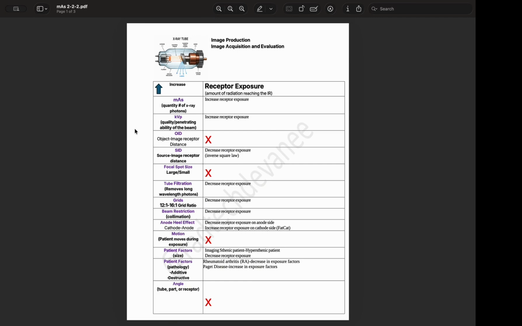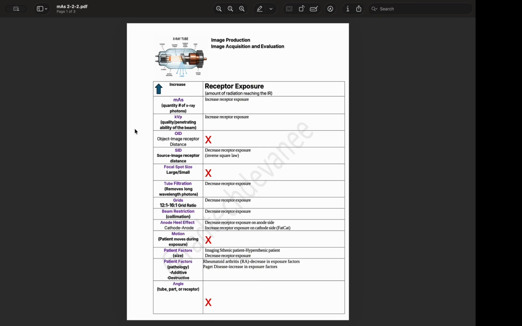Next is large and small focal spot size, that has no effect on receptor exposure. Next is tube filtration. So that filter removes those long wavelength photons and also reduces patient dose. So if we are removing long wavelength photons, receptor exposure definitely decreases.